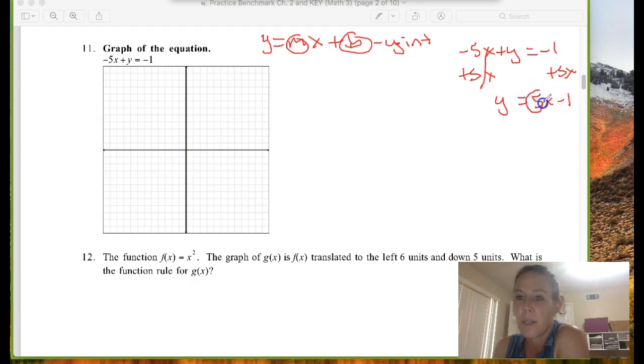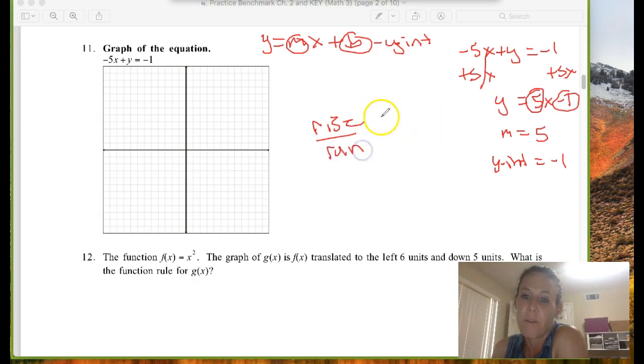Now, the number next to the x is my slope. So my slope is 5. My y-intercept is the constant, which would be -1. So my y-intercept, or my b value, is -1. Slope is always rise over run. Unless it's negative, you fall first. So we have 5, and we don't have a run, so we put it over 1.